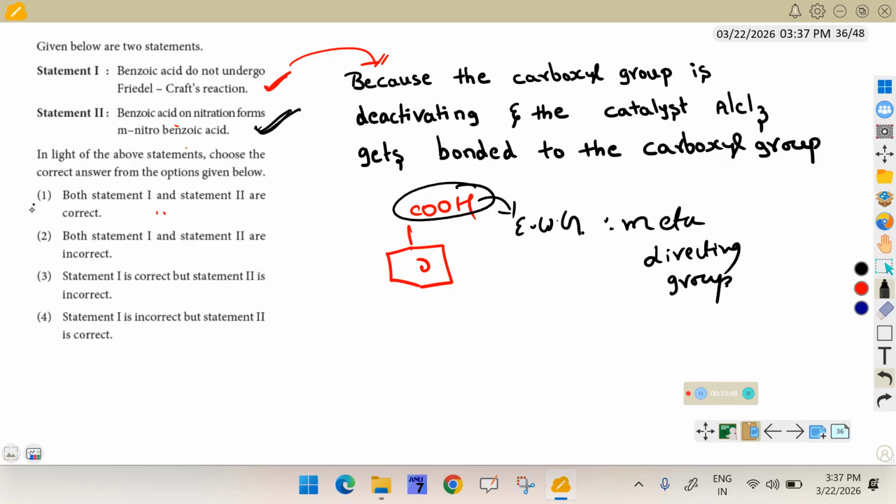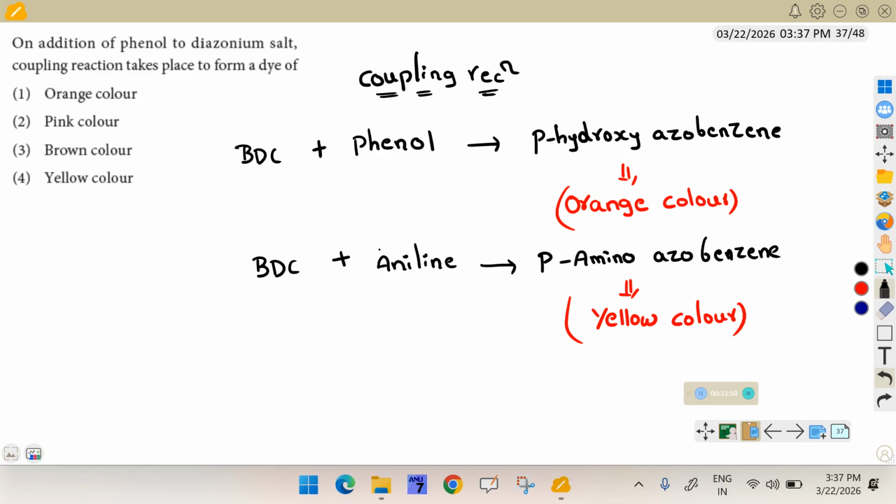So, first option is correct. On addition of phenol to diazonium salt, coupling reaction takes place to form a diaphenol. Coupling reaction gives orange colored dye. In the place of phenol, if it reacts with aniline, then it gives yellow colored dye. Phenol is an acid, so this chemical reaction takes place in basic medium. Aniline is a base, so this chemical reaction takes place in acidic medium.